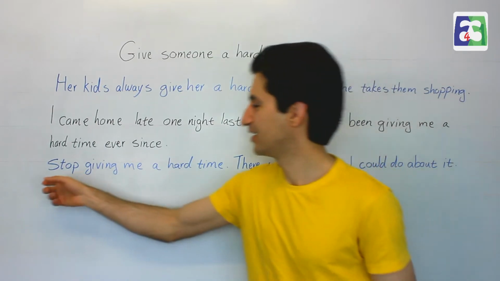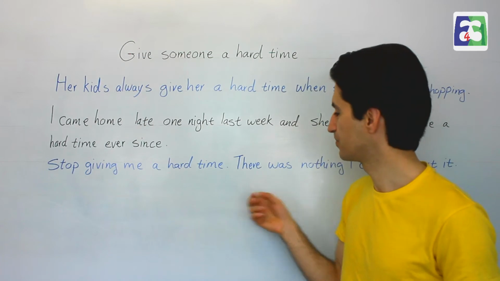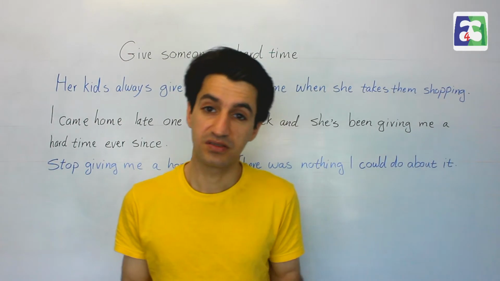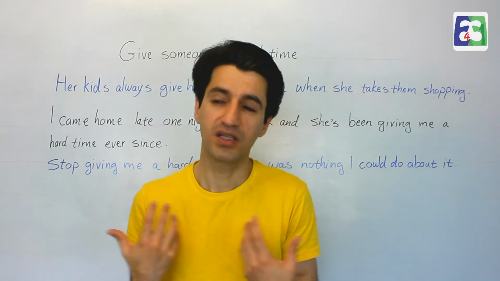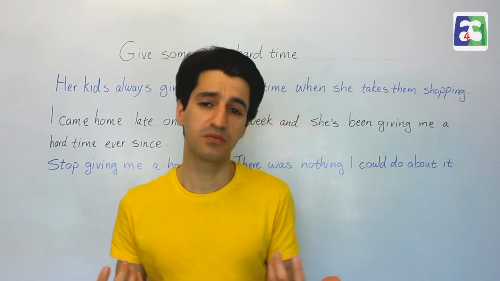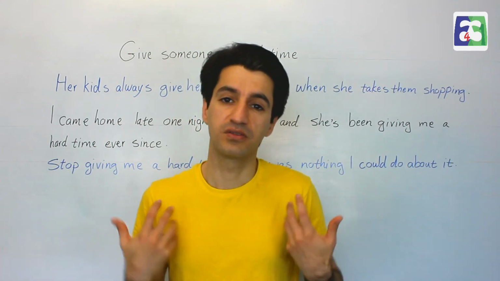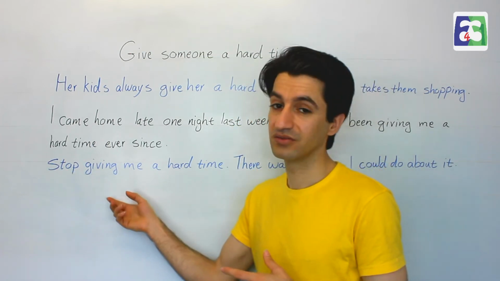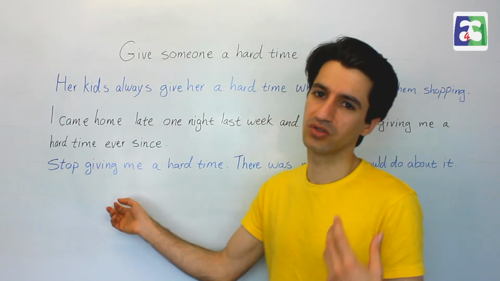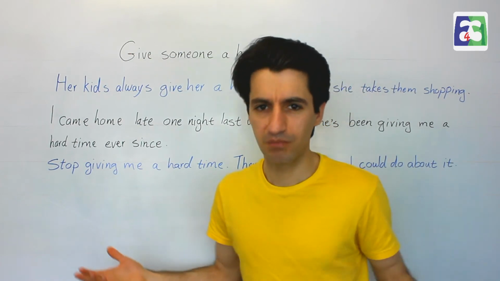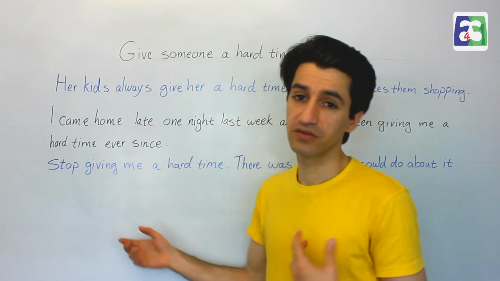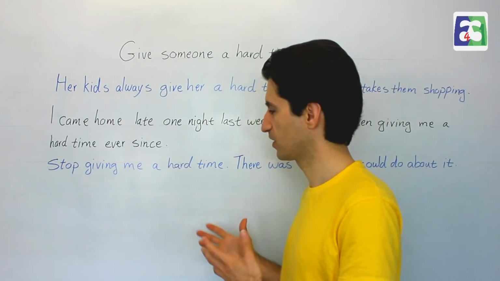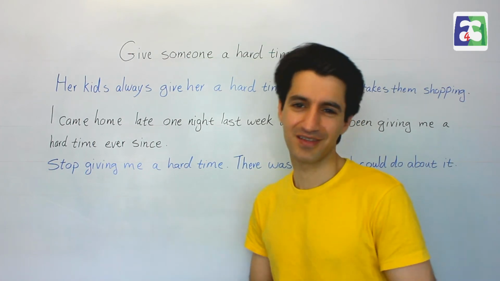Okay, and this one: stop giving me a hard time. There was nothing I could do about it. It means I was not in control. I didn't do anything wrong. I didn't make any mistakes. It was nothing under my control. So do not be like that. Don't nag. Don't tell me off. Don't tell me what to do. Don't blame me over it. Okay? It was not my fault. It was not something that I decided. So stop giving me a hard time. Stop being like that. All right.